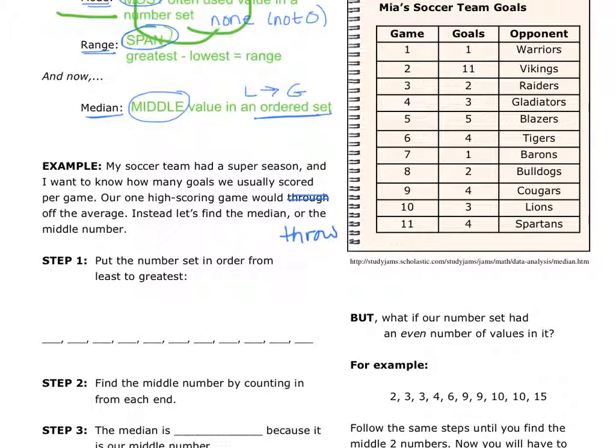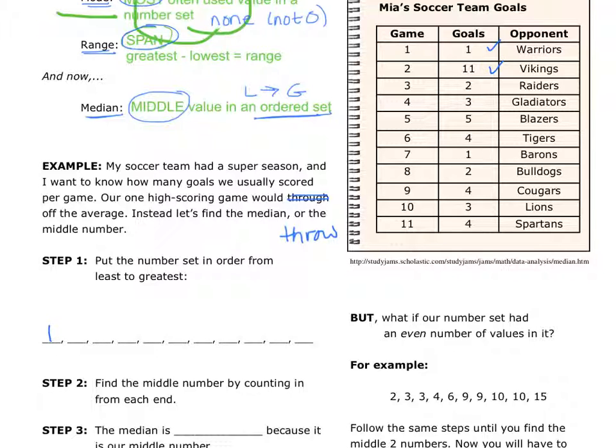Let's look at our numbers here. If we observe our numbers, we can see that our lowest goal is 1 and our highest goal is 11. But there's only one that's in those double digits. The rest of them are low. And so that's what she's saying. If I averaged it, this one high one is going to make my average a lot higher than what it normally is. So what we need to do is put them in order. 1 is my lowest and 11 is my highest.